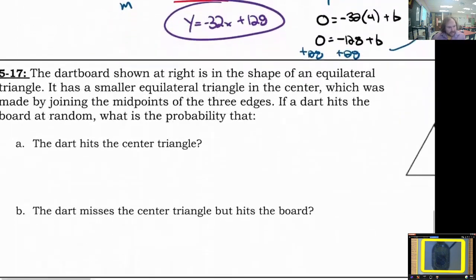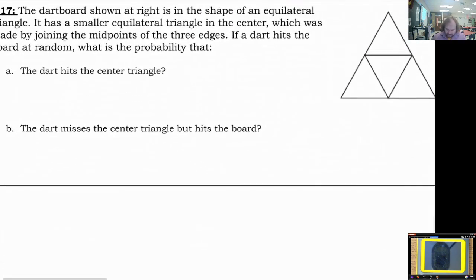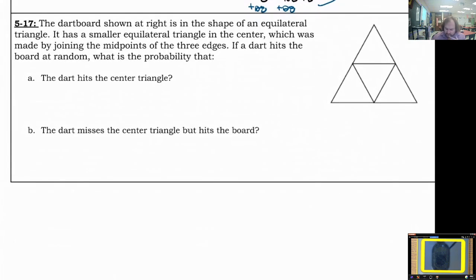Okay, and one more question to do is for 517. The dartboard shown at right is in the shape of an equilateral triangle. It has a smaller equilateral triangle in the center, which is made by joining the midpoints of the three edges. If the dart hits the board at random, what's the probability? Wow, we haven't seen a probability question all year. What's the chance the dart hits the center triangle? Well, since all four triangles are the same size, if a truly random dart hits the board, then it's equally likely to hit all the spots.